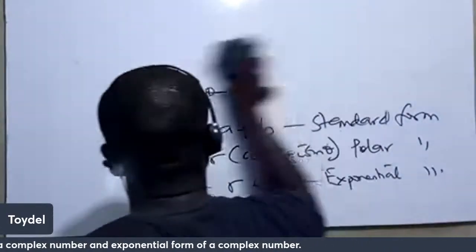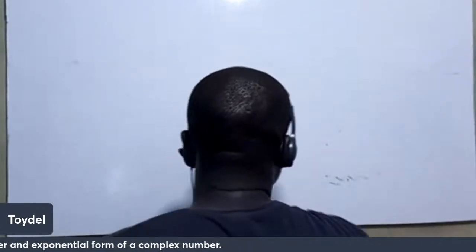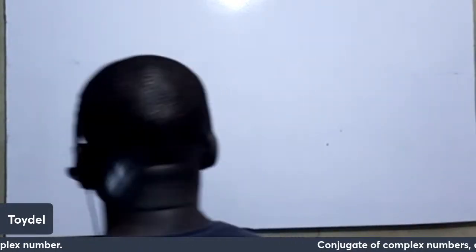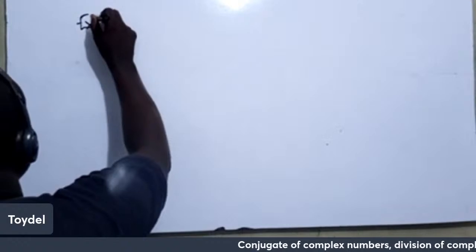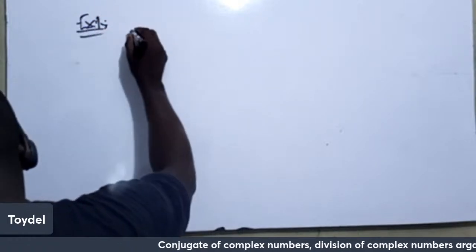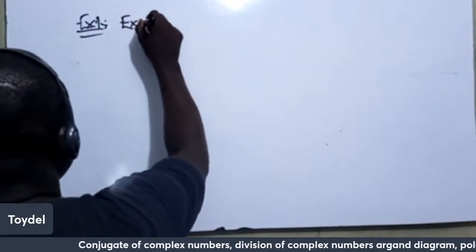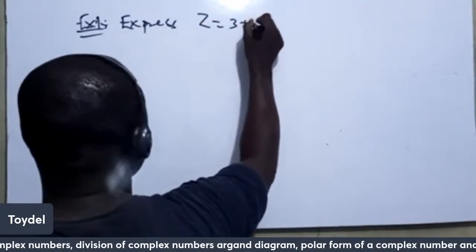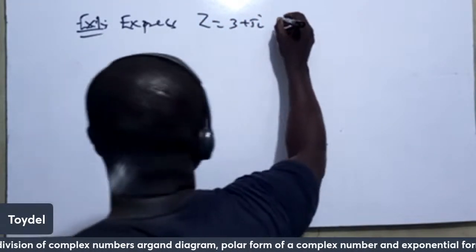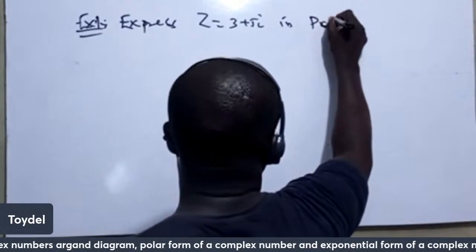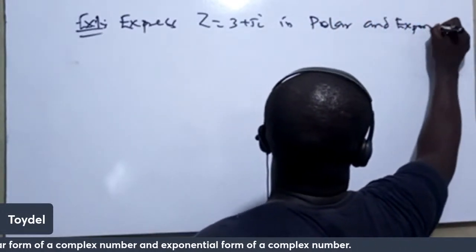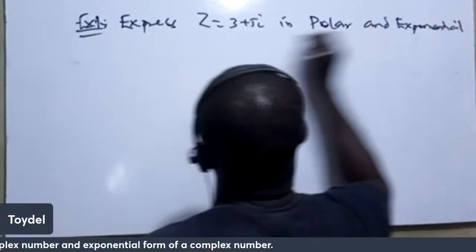So I'll just take one example on this. The example I gave the last time, where we are asked to find it in polar and in exponential form. Let's say example one. We have to express z is equal to 3 plus 5i, let me just repeat the question, in polar and in exponential form.